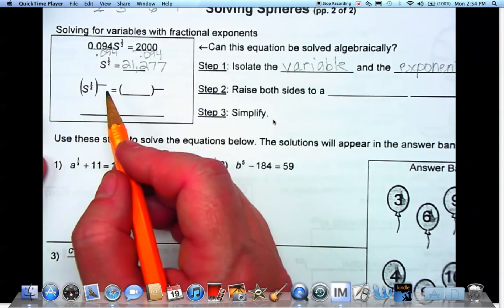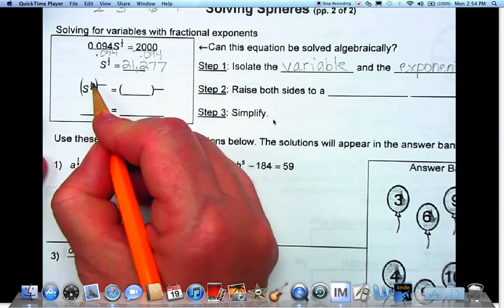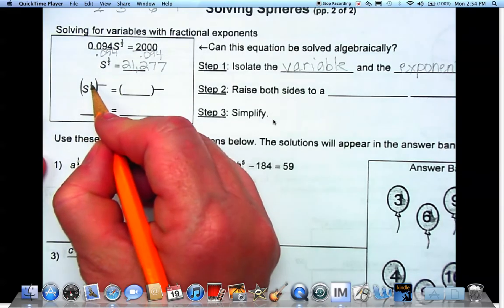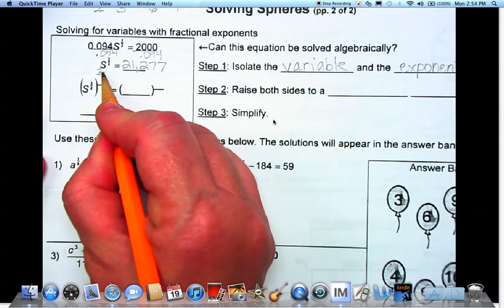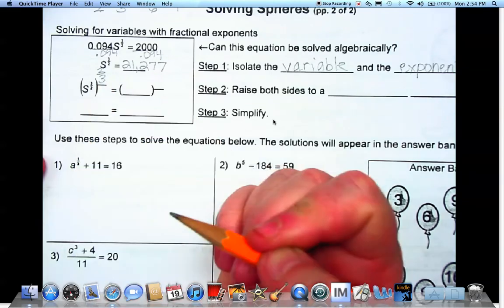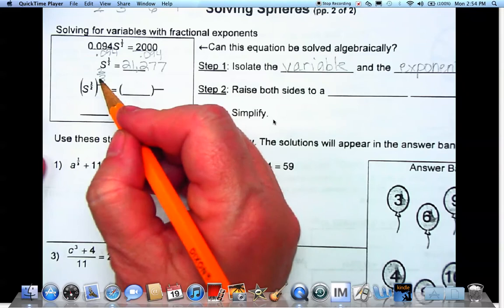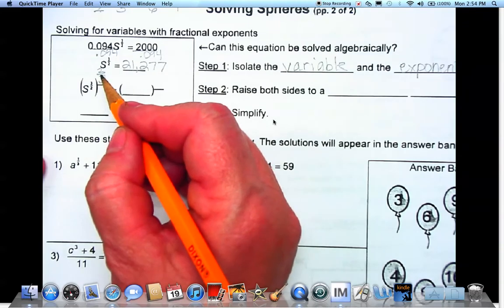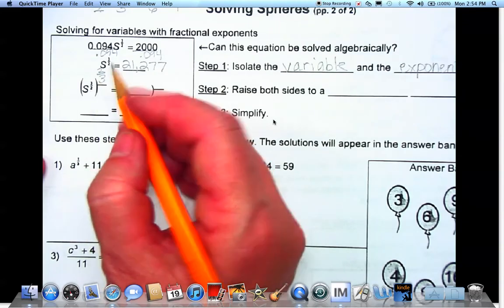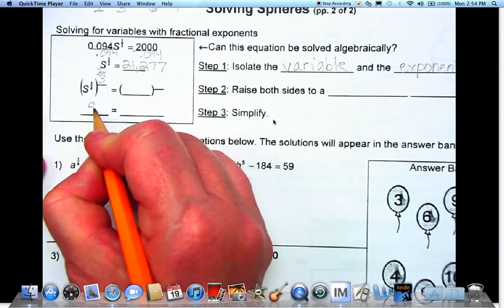What's s to the 1? Normal s. So if we raise this s to the 3 halves to the power of 2/3, a power to a power means we multiply those exponents and they end up becoming 1. So we end up with s to the 1, which equals s.